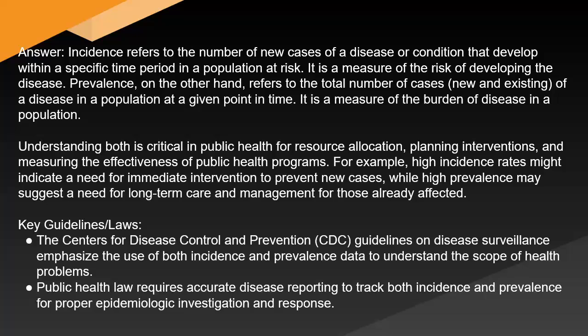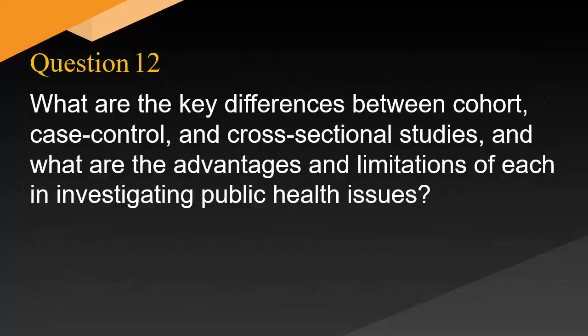Public health law requires accurate disease reporting to track both incidence and prevalence for proper epidemiologic investigation and response. What are the key differences between cohort, case control, and cross-sectional studies, and what are the advantages and limitations of each in investigating public health issues?